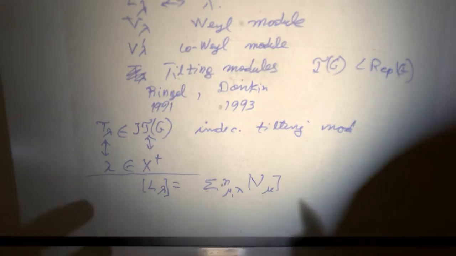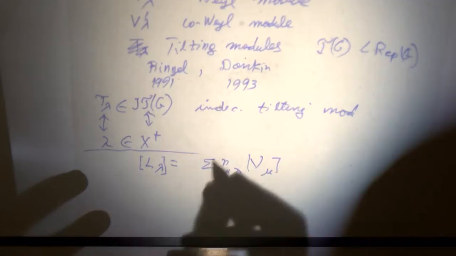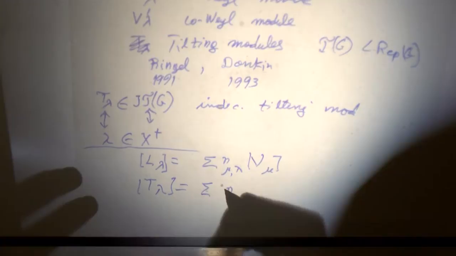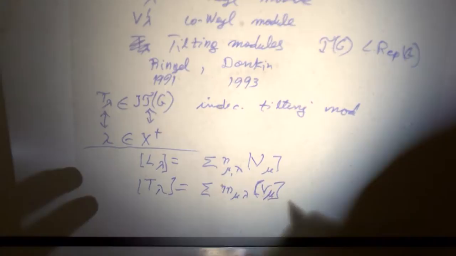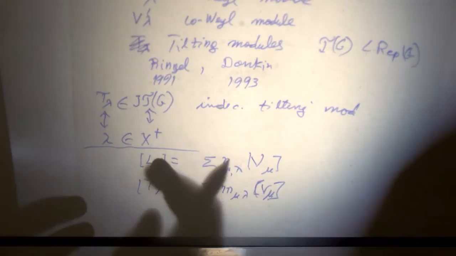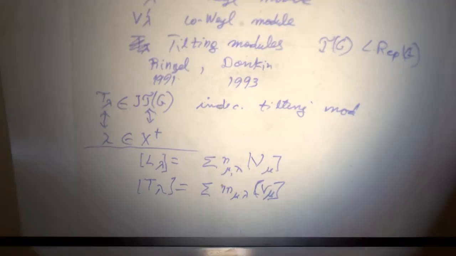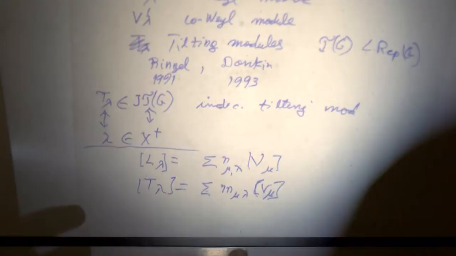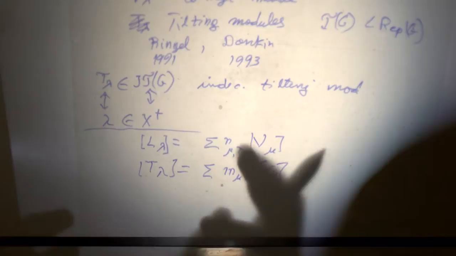And of course, this is a very interesting problem to find these numbers. And the similar problem is for T lambda, to express T lambda again as a linear combination of, let's say, m mu lambda of V mu. So what we have is L lambda forming a basis of this space of the combination of characters of a torus which are Weyl group invariant, and V lambda also form a basis, and T lambda also form a basis, so certainly such a combination exists. And the main problem is to understand these numbers and these numbers.